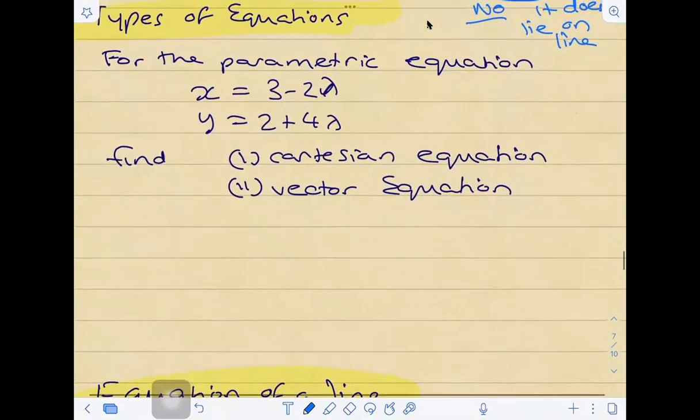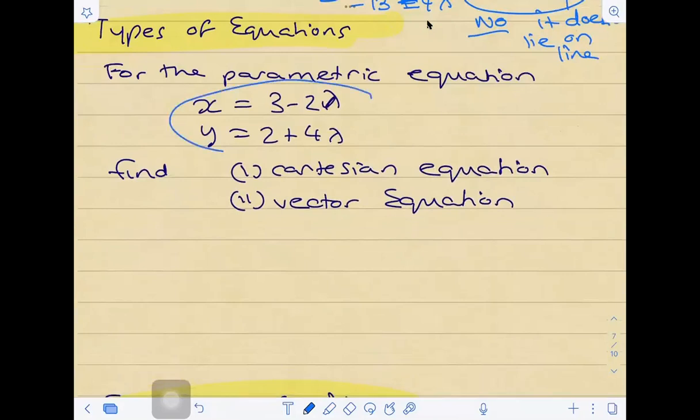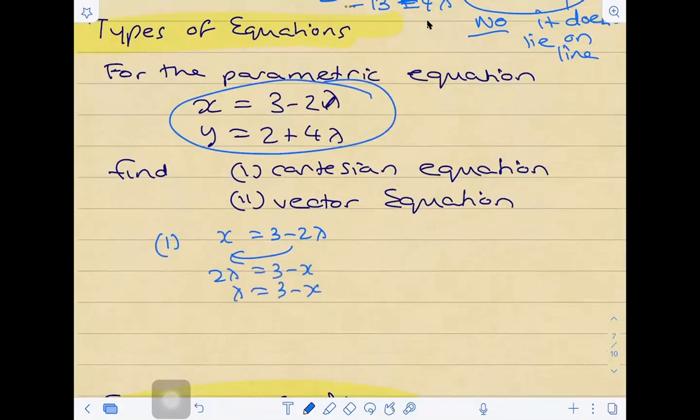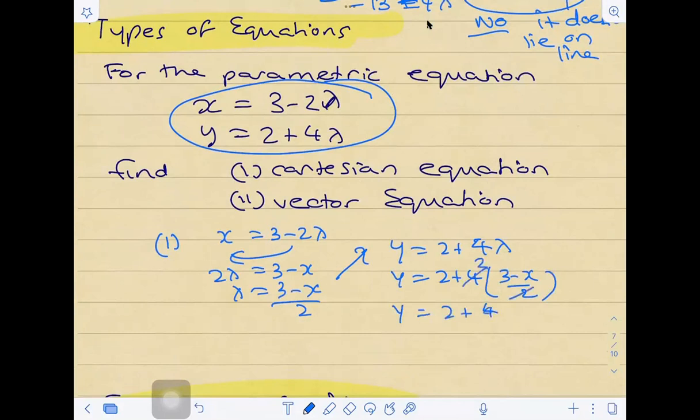Okay, so we're just going to look at different types of equations now. So this is the parametric form. To find the Cartesian form, you get x is 3 minus 2 phi. Swap that around: 2 phi equals 3 minus x. So basically solve for phi and then chuck it into the other one, because what you're trying to do is eliminate the parameter. If you want to get the Cartesian equation, you need to get rid of that parameter. So phi is (3 minus x) over 2. y is 2 plus 6 minus 2x, so y is 8 minus 2x. And that is the Cartesian form.